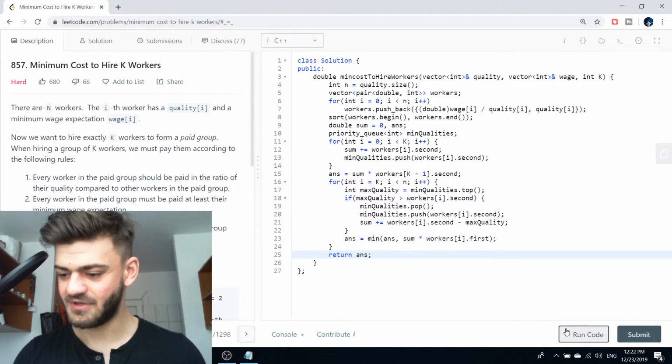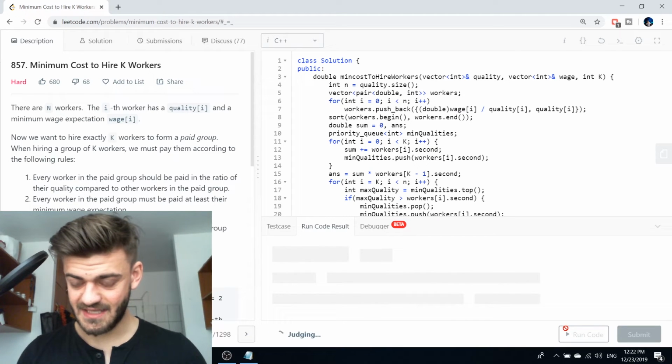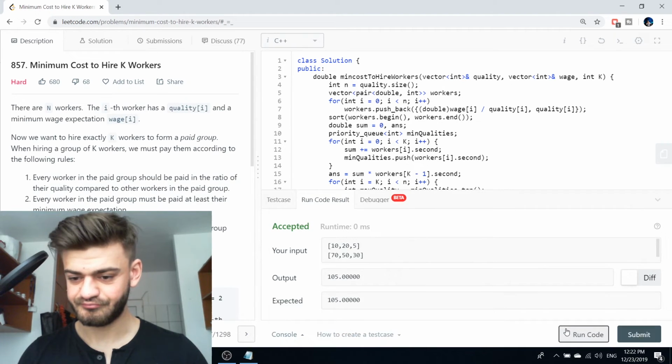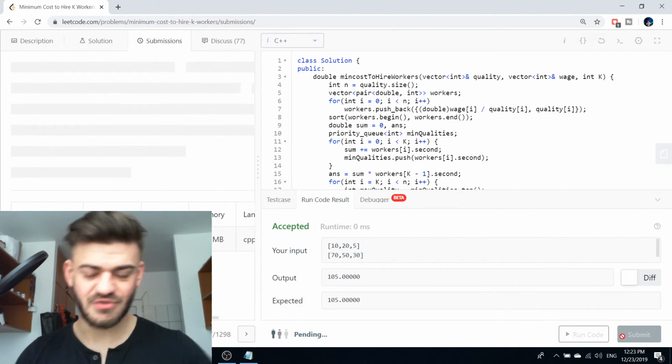And let's run the code for this. Fingers crossed. Let's see if it works or not. And it does. Let's submit it. I've already solved it 3 months ago, so it's quite fresh, let's say.